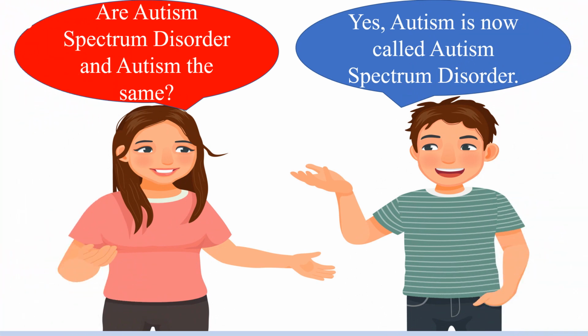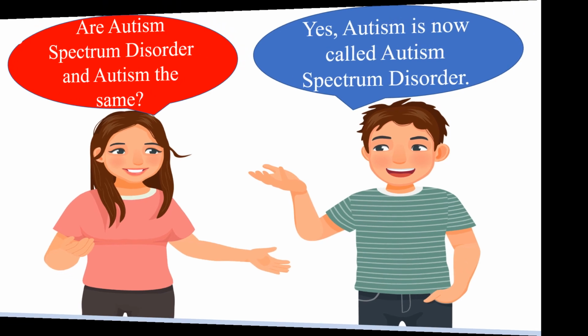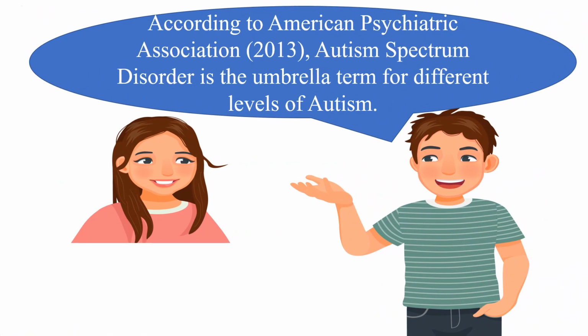Are autism spectrum disorder and autism the same? Yes, autism is now called autism spectrum disorder. According to the American Psychiatric Association, 2013, autism spectrum disorder is the umbrella term for different levels of autism.